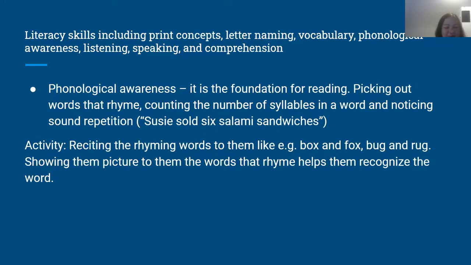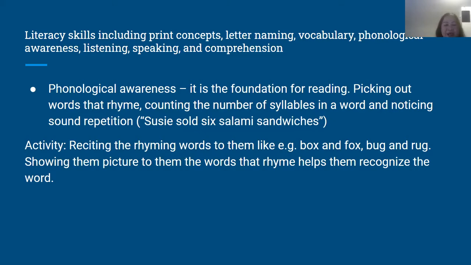How do I describe phonological awareness? Phonological awareness is the foundation for reading: picking out words that rhyme, counting the number of syllables in a word, and noticing sound repetition. Susie sold six salami sandwiches.